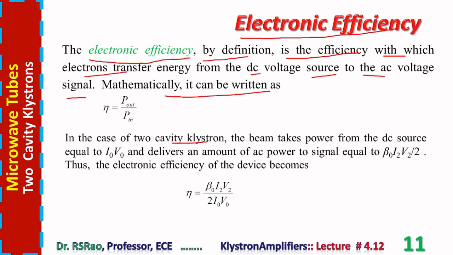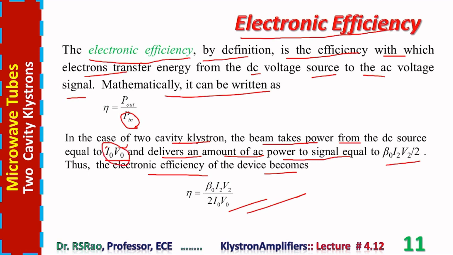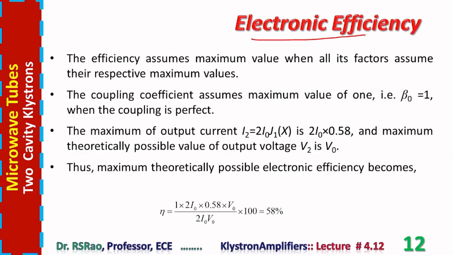In the case of a two cavity klystron, the beam takes power from the DC source, and it is equal to I0 V0. This is the accelerating voltage, this is the current, and it delivers an amount of AC power to the signal equal to β0 I2 V2 by 2. Thus, the electronic efficiency of the device becomes: P in is I0 V0, P out is this one. The ratio gives efficiency. Some more points regarding electronic efficiency.